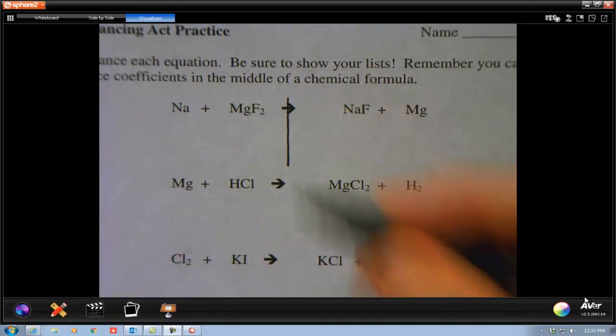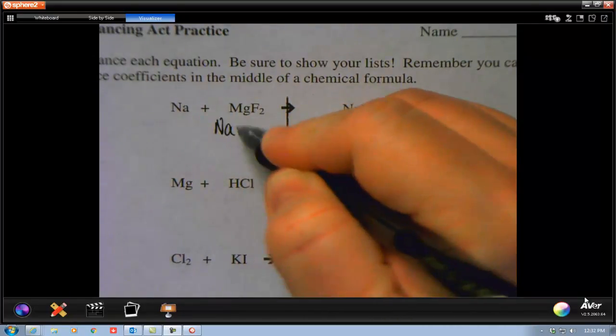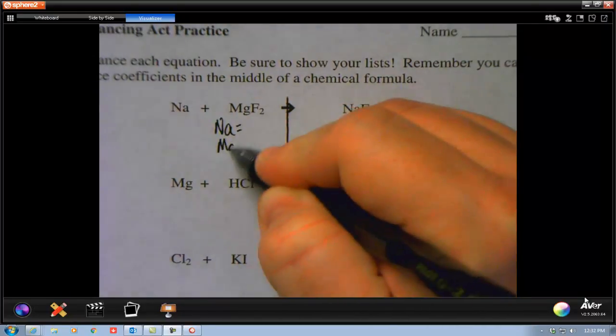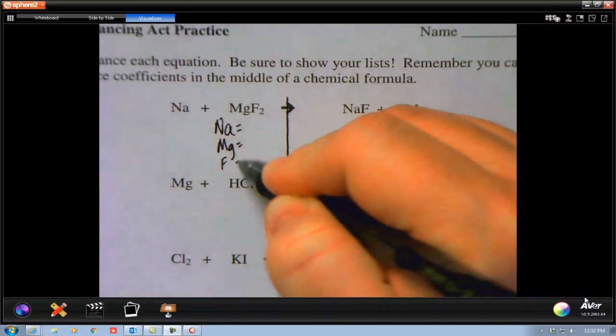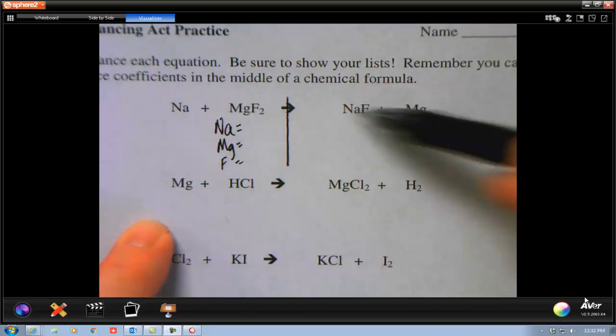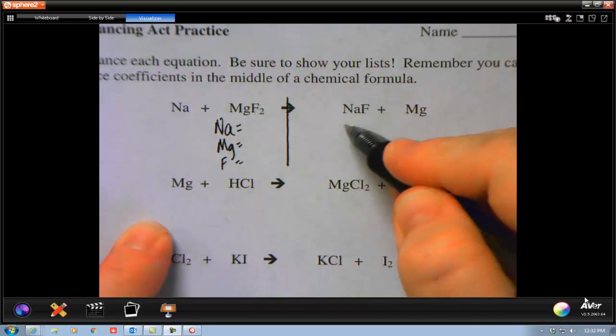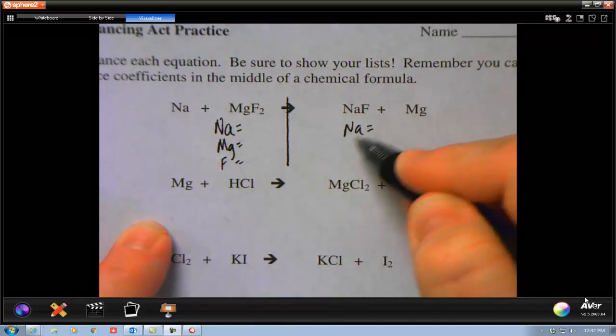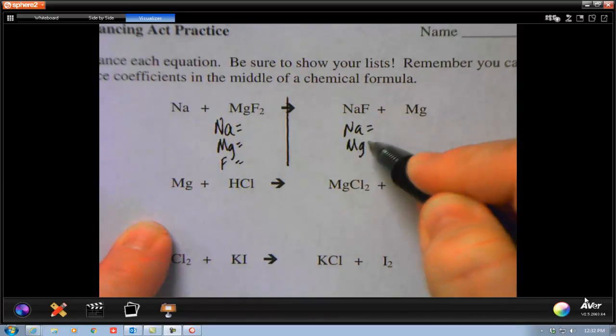So, Na, sodium, Mg, magnesium, F, fluorine, and I want to list them in the exact same order on the right-hand side. Even though they come up different over here, if I list them in the same order on my reactant side, it makes it easier to compare to see if I'm balanced.